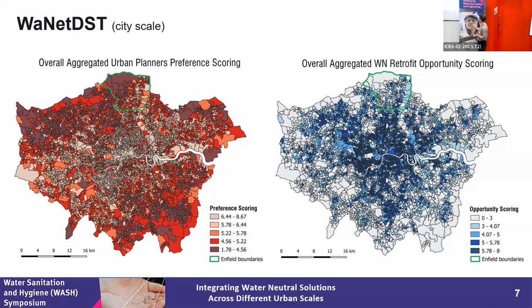However, in the other one on the right, what we have is the aggregated water neutrality retrofit opportunity. And in this case, the darker it is, the more opportunity we have to retrofit and to offset the impacts from new developments. And here it happens more or less the opposite. So in the city center is where we have more aging infrastructure and more impermeable surfaces. So obviously what we could have is to offset from here to there with these two maps.